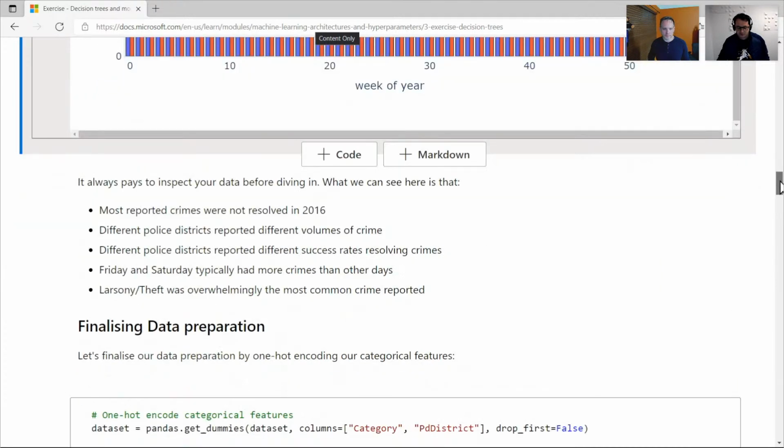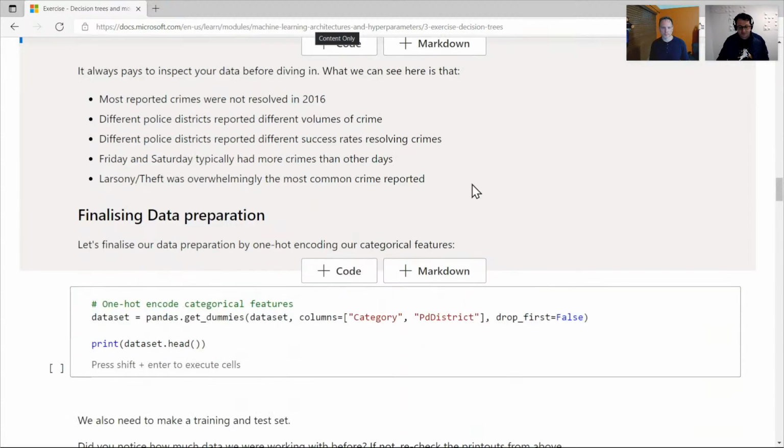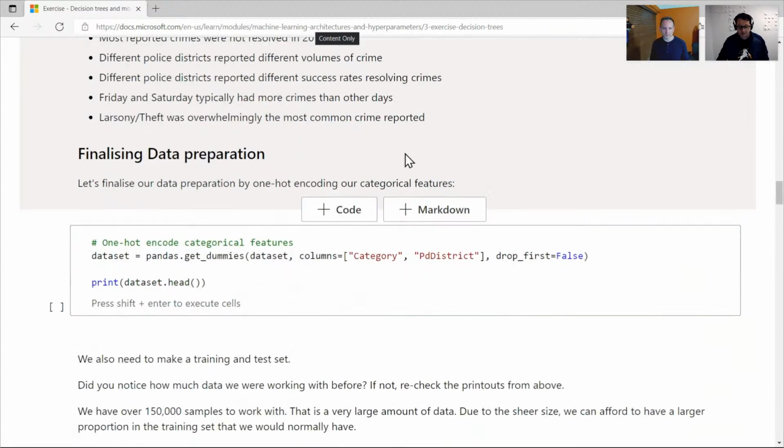So it's a good idea to look at it so we can see things like most crimes weren't resolved. You've got different levels of crime based on your district and based on the type of crime. Friday and Saturday had more crime, and larceny and theft were more problematic.